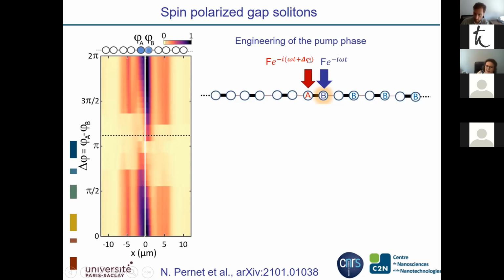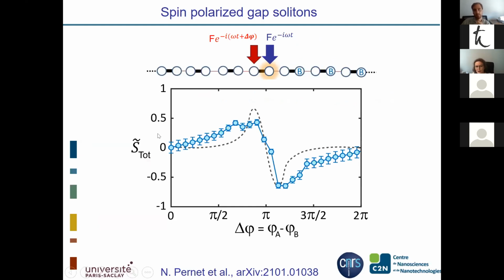We pump the system in the middle of the gap, and we play with the phase difference between the two pumps. Here I show you, at high power when we have a nonlinear domain of 3 dimers, how I vary the phase difference between the pumps. And what you see is that if delta phi is close to pi, we start to have solutions which are not symmetric with respect to the middle of the dimer. So we start to have some spin polarization of the nonlinear solution. If we compute the total spin, we see that indeed we start to have solutions with finite values of the total pseudospin.